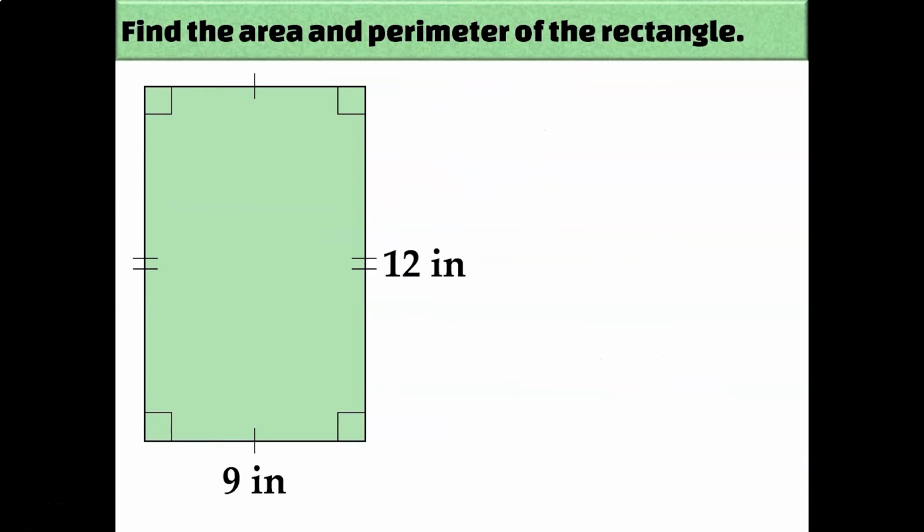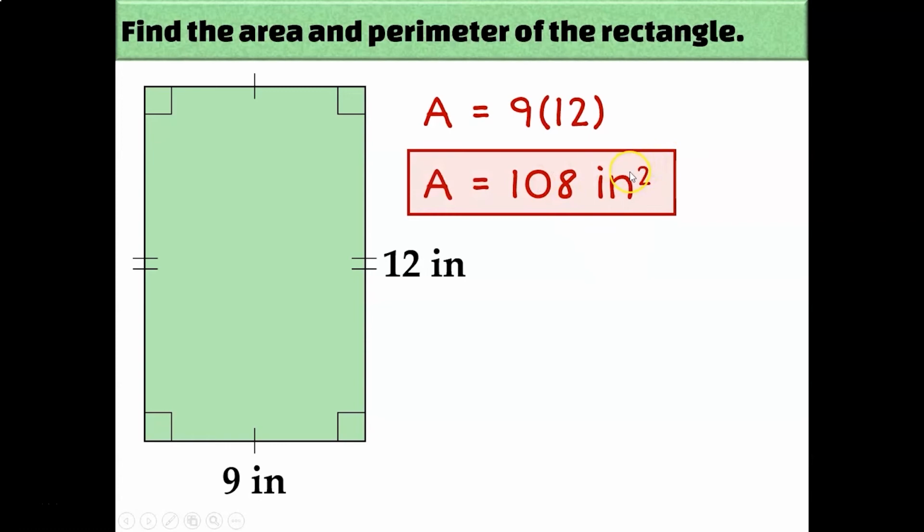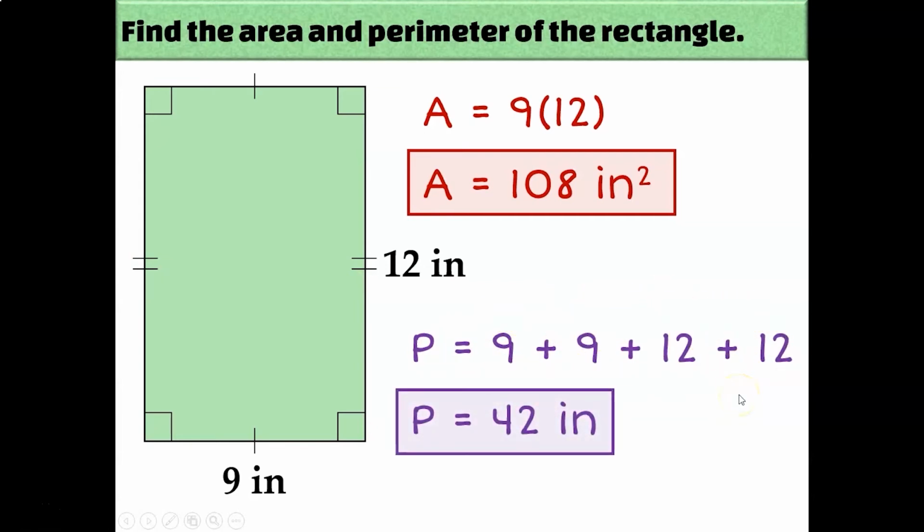All right, let's try a rectangle. The area of a rectangle is base times height. The base is 9, the height is 12, so the area is 9 times 12, which is 108 square inches. The perimeter is all 4 sides added together. Now we know from what we learned last chapter that rectangles have opposite sides that are equal, so both of these sides have to be 9, and both of these sides have to be 12, so my perimeter would be 9 plus 9 plus 12 plus 12, and that gives me an answer of 42. So again, that was a pretty straightforward example because we had all the information that we needed.